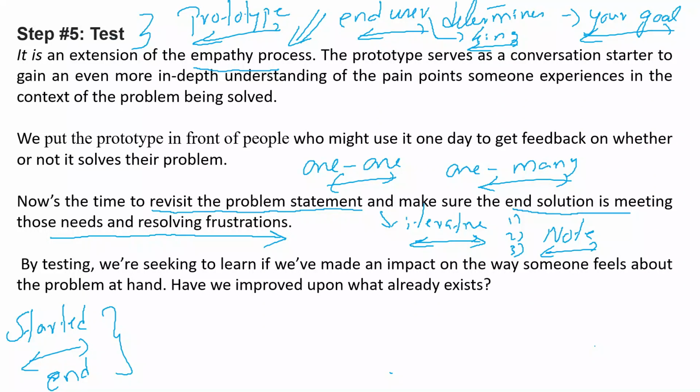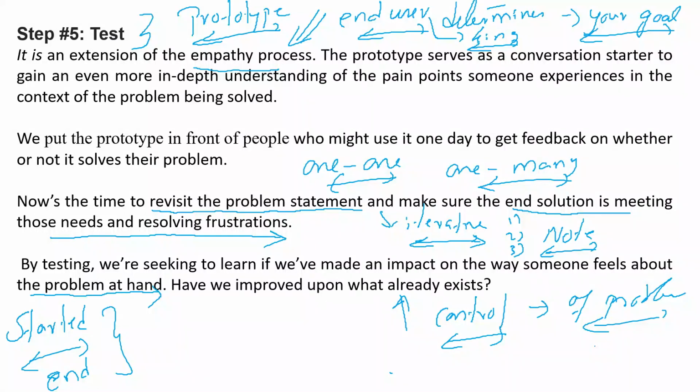By testing, we are seeking to learn if we have made an impact on the way someone feels about the problem at hand. So it gives us a real control of the problem. Okay, so since you have the real control of the problem, we can know for sure whether we have improved our already existing model or not. So this is very important. Okay?